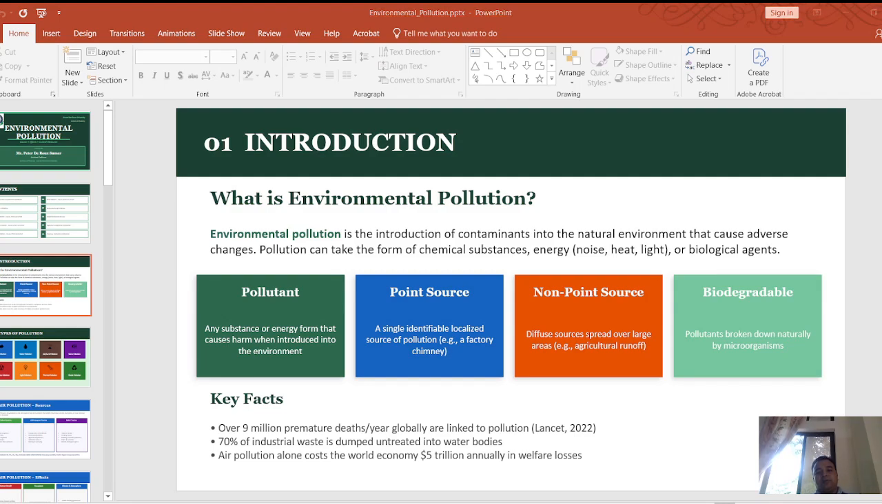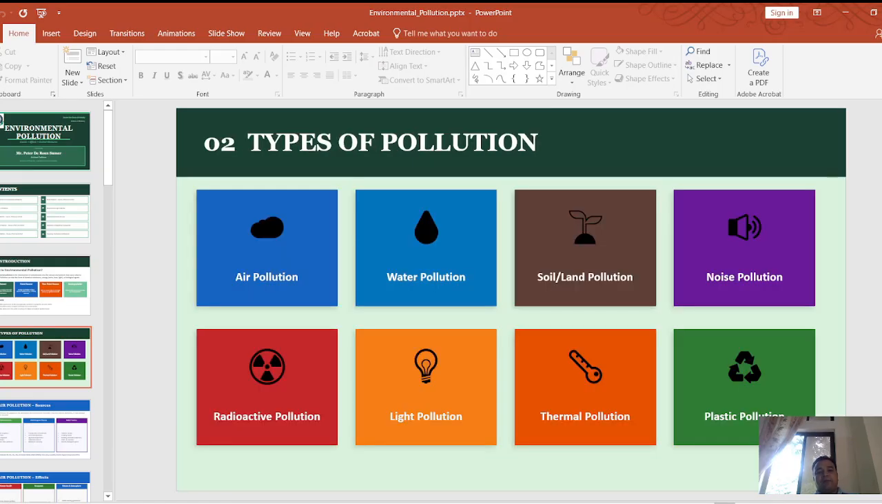Key facts: over 9 million premature deaths per year globally are linked to pollution (Lancet, 2022). 70% of industrial waste is dumped untreated into water bodies. Air pollution alone costs the world economy $5 trillion annually in welfare losses. Types of pollution: air pollution, water pollution, soil/land pollution, noise pollution, radioactive pollution, light pollution, thermal pollution, plastic pollution.